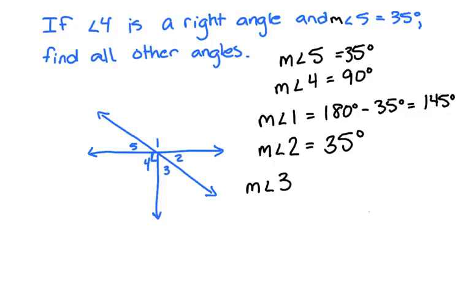Now to find the last one, angle 3. Since angle 4 over here is at a 90-degree angle, that means over here, this angle is going to be 90 degrees. Meaning 2 and 3, those two angles are complementary. They add up to 90. So we can find the measurement of angle 3 by taking 90 and subtracting our angle 2 from it, which is 35. And we end up getting 55 degrees. And there we have it. We found all our angles in our figure here. And that's what you're going to do on the test.